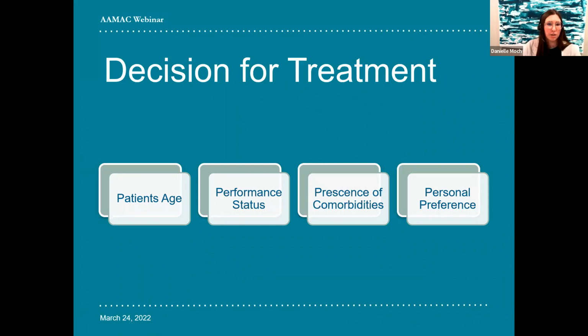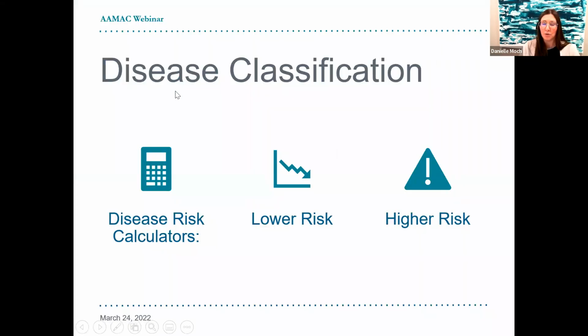Other things that we look at are your caregiver support and the possibility of there being a donor available for transplant, should you be well enough or fit into the certain criteria within your area for that. So in order to figure out what kind of treatments you might be offered, there are a variety of different disease classifications and calculators that can be used.